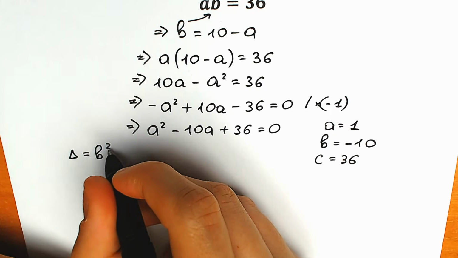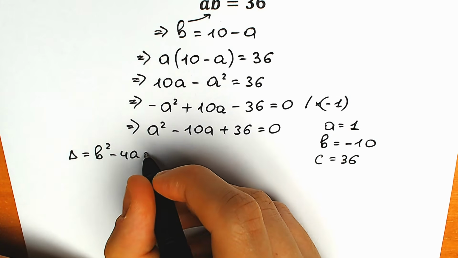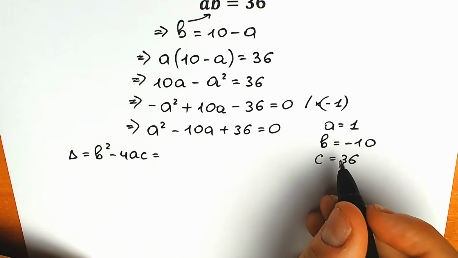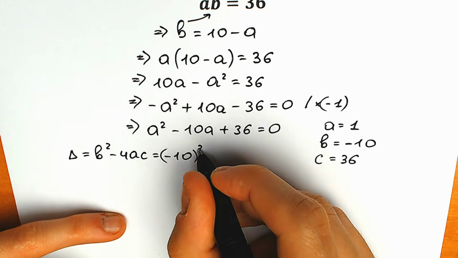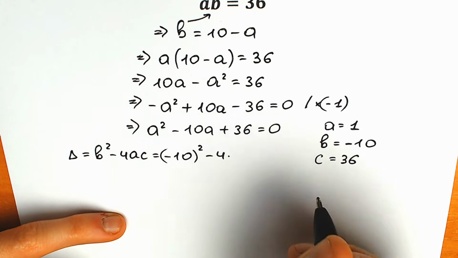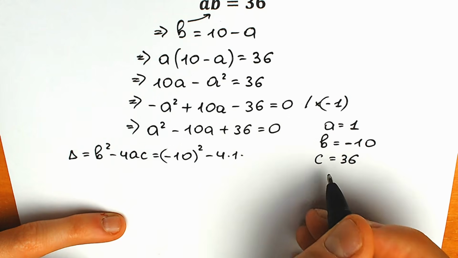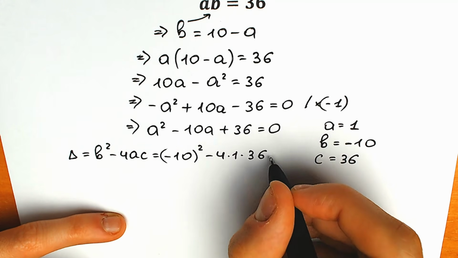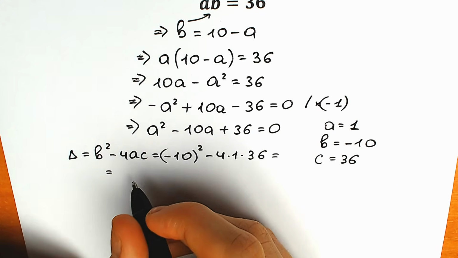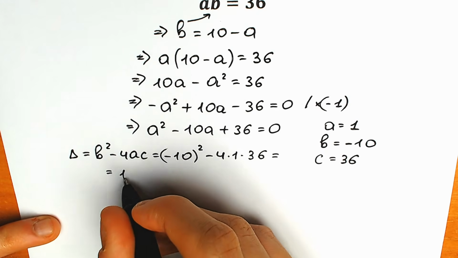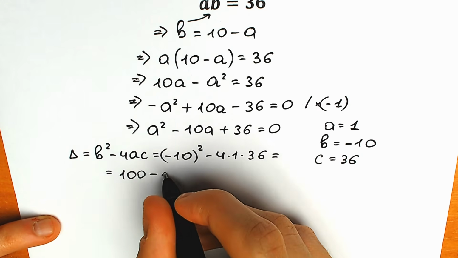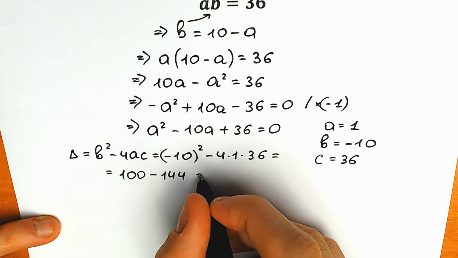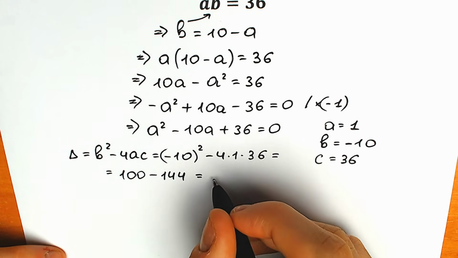Solve for discriminant. So b squared minus 4ac equal to, so b squared equal to minus 10 square, minus 4 times a times 1 and times c times 36. Okay, let's simplify it. So minus 10 square equal to 100 minus, right here we have 144, and when we subtract it we have minus 44.